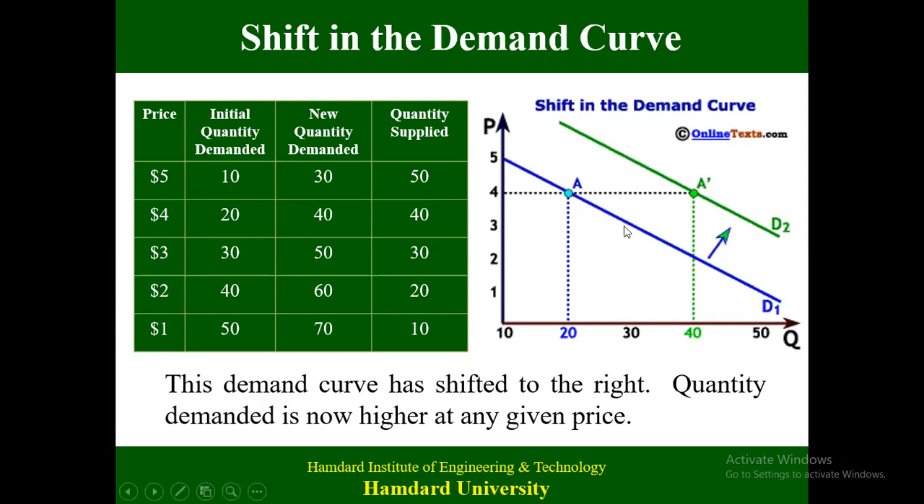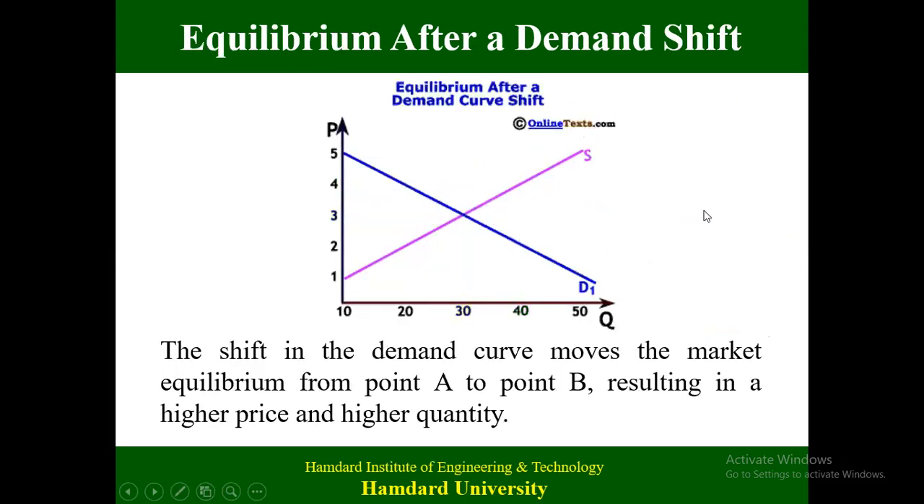This is the shifting of the graph from D1 towards D2: the initial demand by the society or the market, and the new demand shifted from D1 to D2. At the same price, the point A shifts towards A dash, from 20 to 40 in quantity. The price is the same, but demand has shifted. This is the observation you can see in this slide.